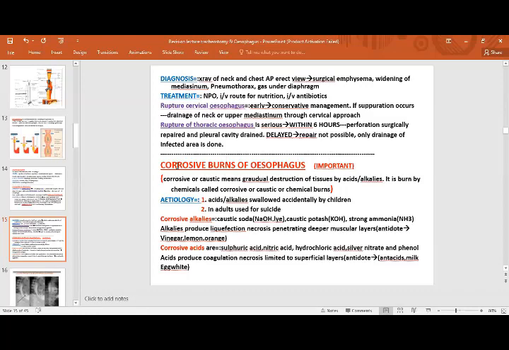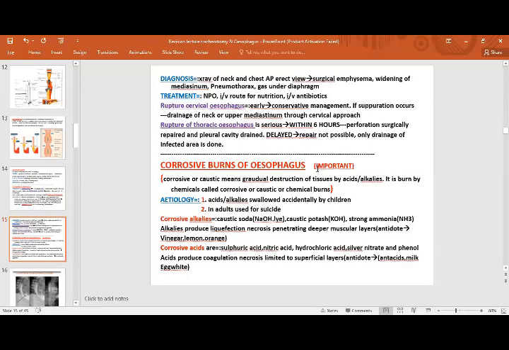The other condition is corrosive burns of the esophagus, as we can see. Either accidentally we can take different chemicals, or consciously due to a suicidal attempt. Then there is infection, and there is perforation of the esophagus.